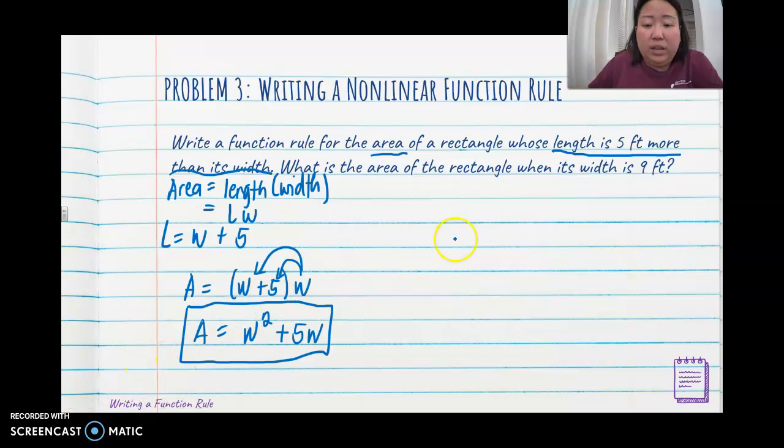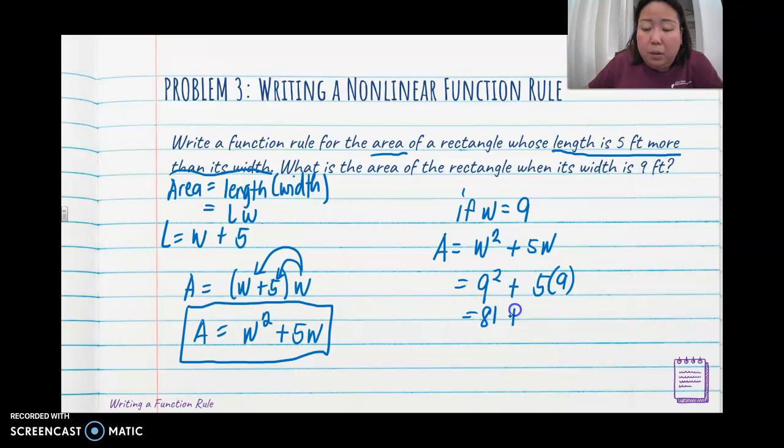So now, what if our width is 9 feet, okay? So we can put in a value for our W here. If the width is equal to 9 feet, what will be the area of the rectangle? All we have to do is replace the W. Remember, it's W squared plus 5W. The W now will be replaced by 9. So that will be 9 squared plus 5 times 9. And this is going to be 81 plus 45. And you will see that the area will now be 126.